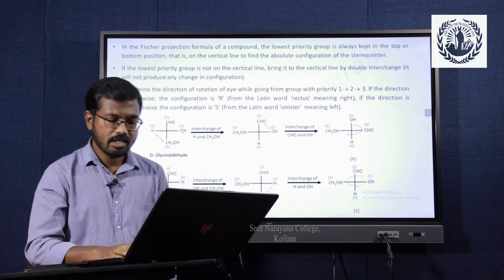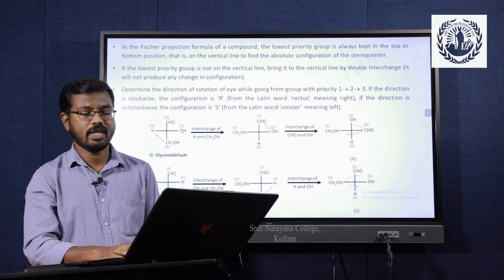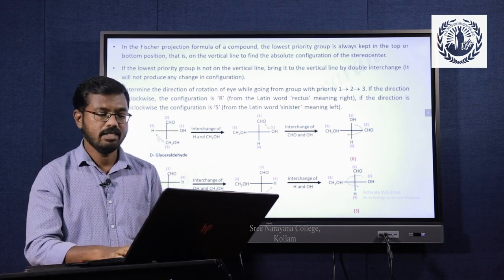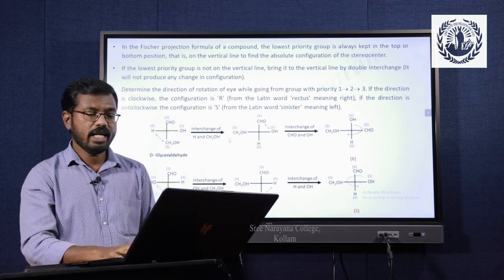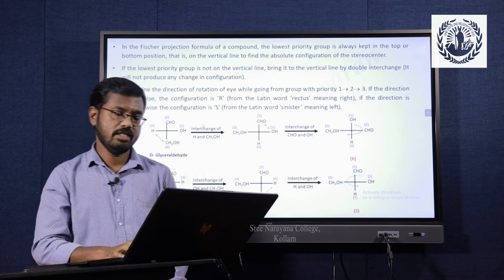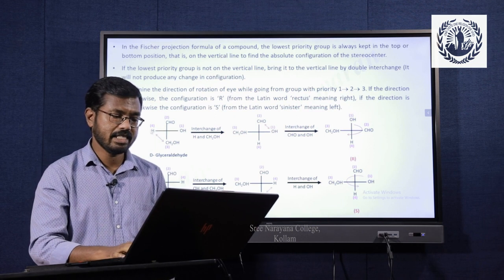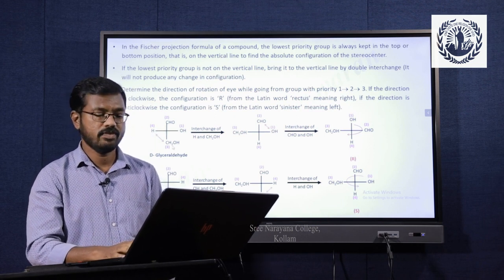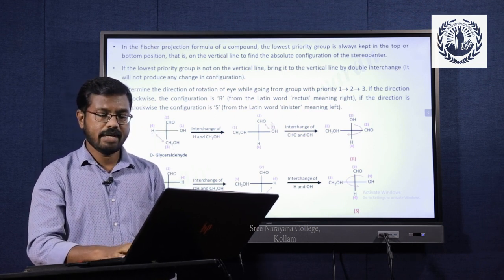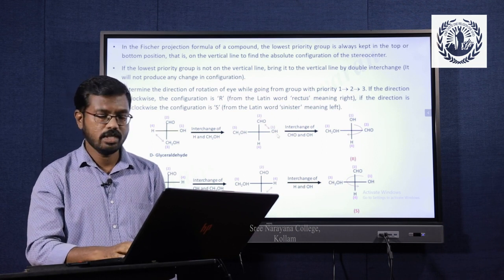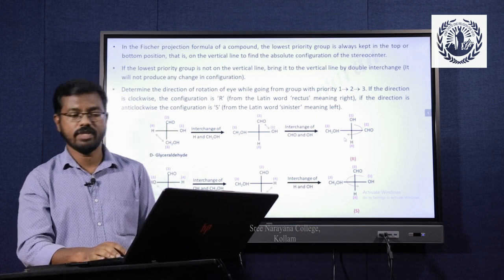So, it is in the horizontal line. As I mentioned, it should be in the vertical line. So, we can do the double exchange. After doing the double exchange, first I have exchanged H and CH2OH, and second I have exchanged CHO and OH. So, this structure and this structure will be identical. So, we can find out the configuration.